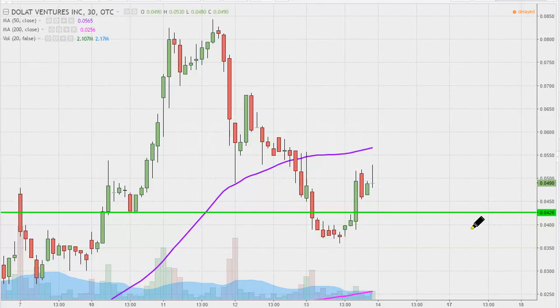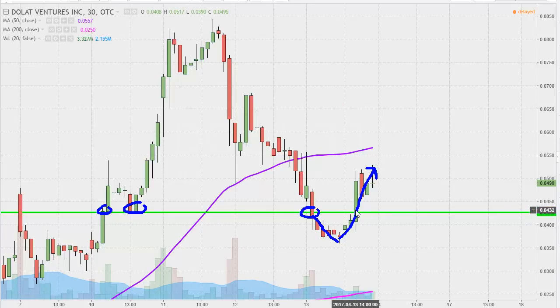I did this analysis yesterday, so that's where this green line came from. And this was an important area of support going into today, as it acted as support a few times in the past. And the Bulls played some games with the Bears today. Right here, the Bears did make progress, and they were pushing, and then all of a sudden it was almost like the Bulls said, haha, just kidding, and then they just pushed the price back upward.